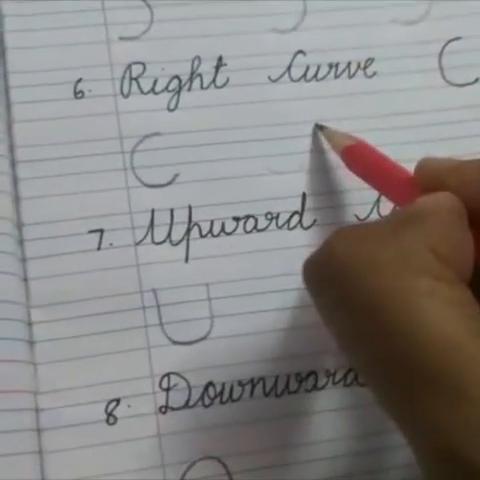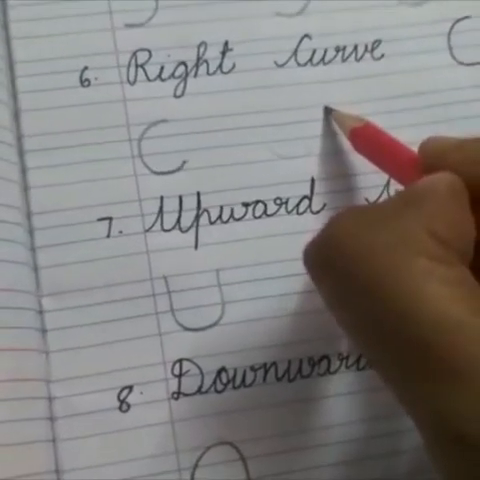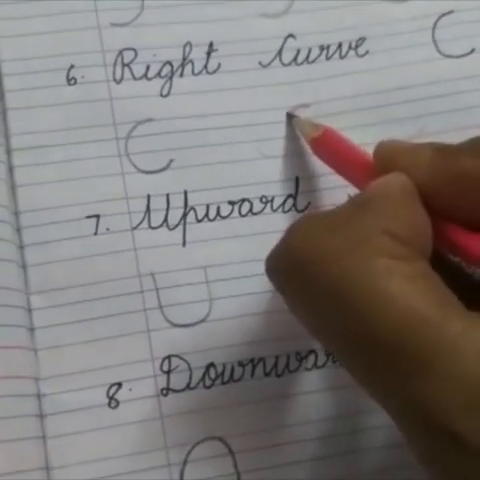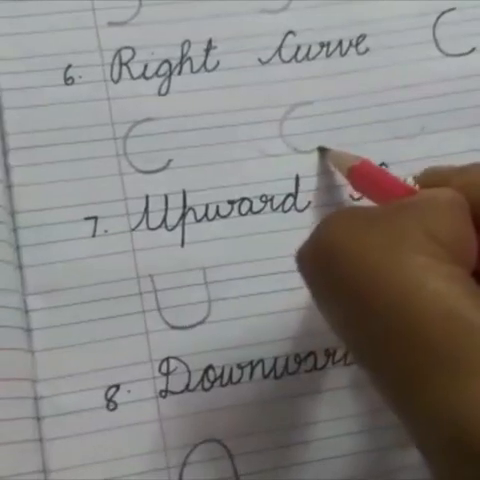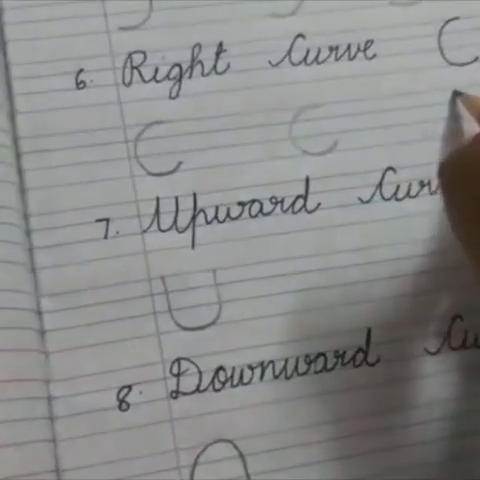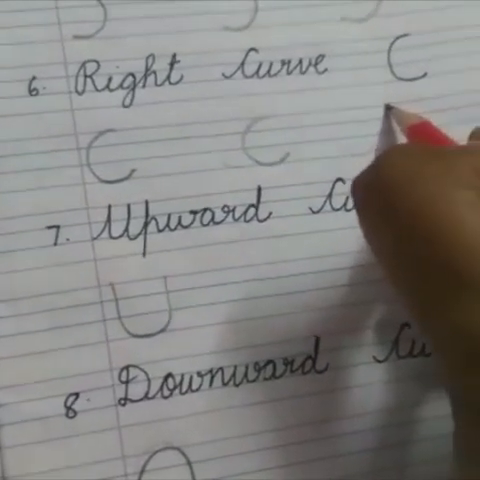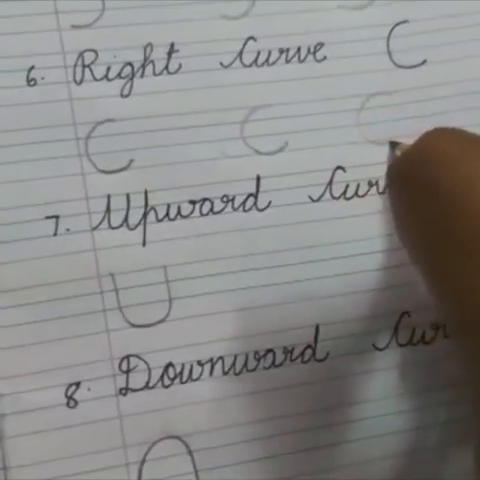Then comes your right curve. Like how you write the letter C. Like this. You start from the red line, you bring it down and again like this.